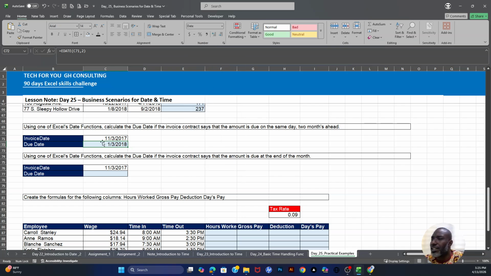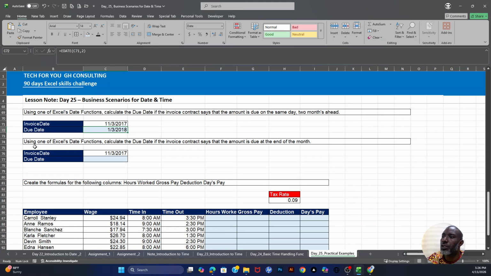So you see that it is ending on 3rd January. That is the same date, 3rd January 2018. Because this is November 3rd, 2017, when you add the 2 months to it, it moves to January 3rd, 2018. That is the same day 2 months ahead.